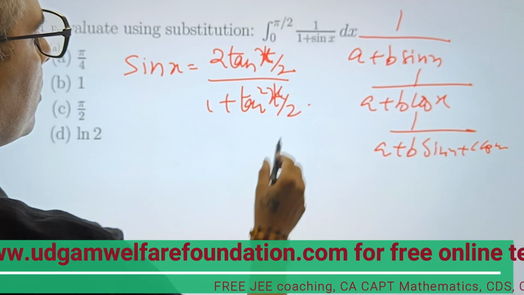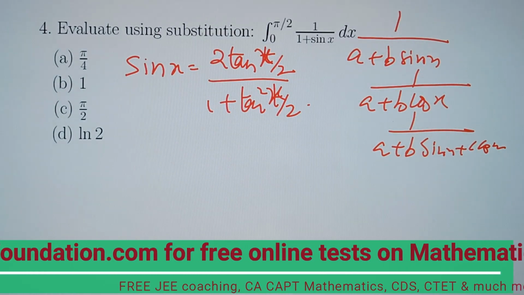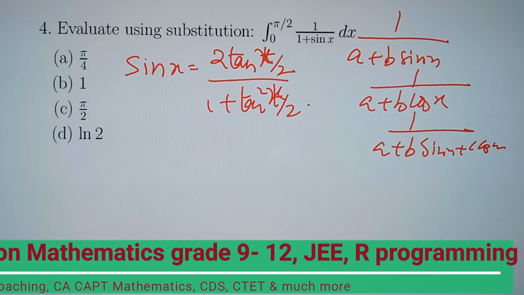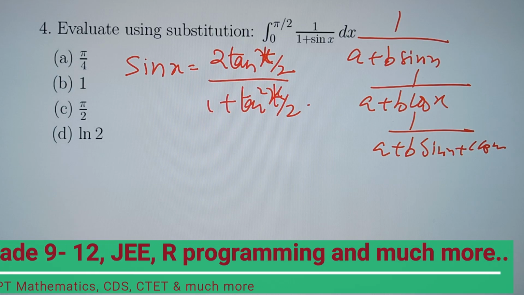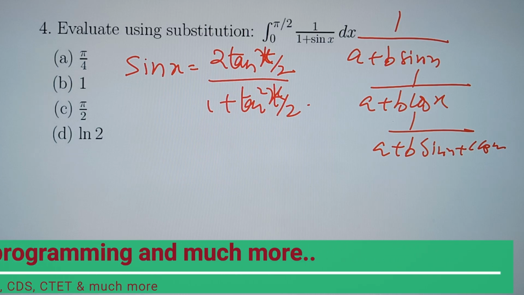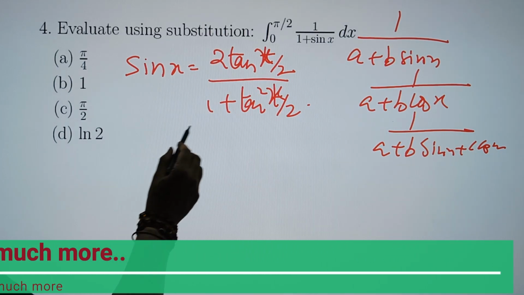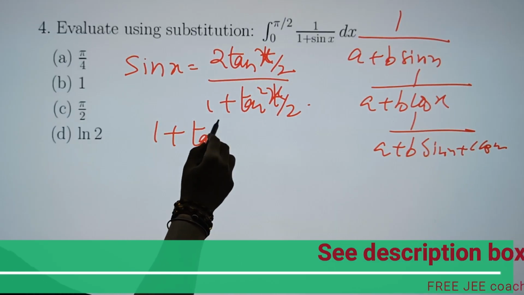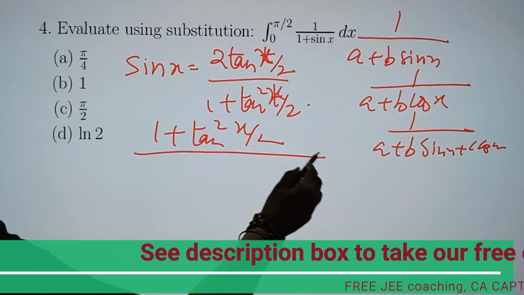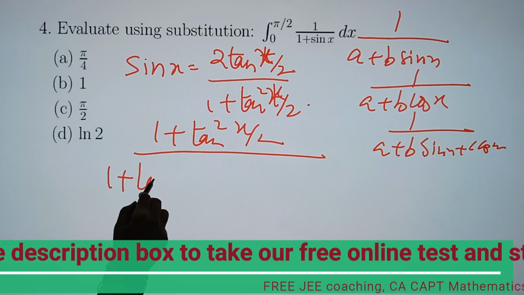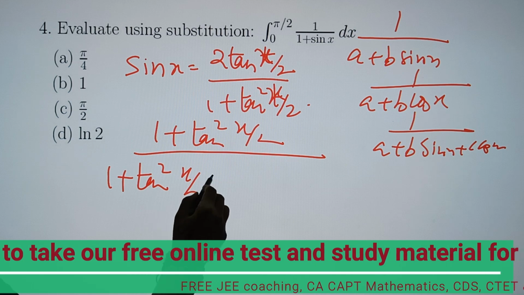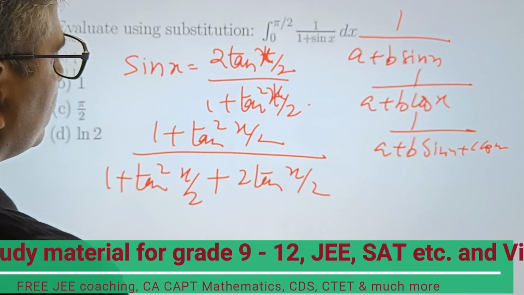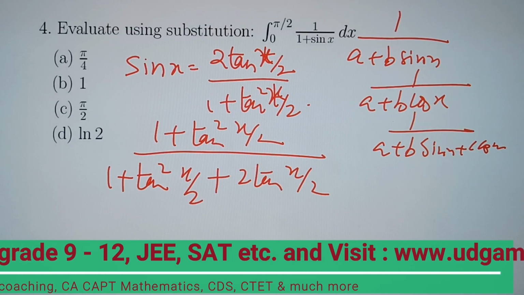x, you can write it x. So 2 tan x by 2 upon 1 plus tan square x by 2. We can simply write this way. So what is going to give us here? 0 to pi by 2. This term will go to the numerator, 1 plus tan square x by 2, and in the denominator you will see terms like this, plus 2 tan x by 2. So here you can see that you are going to get these type of terms.